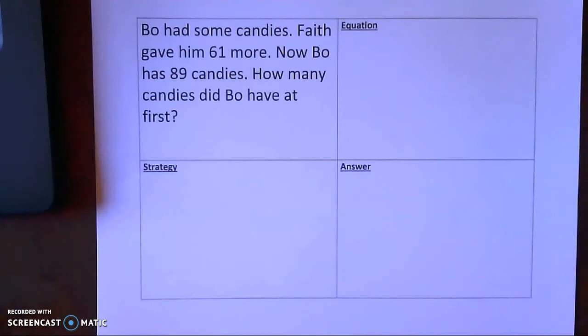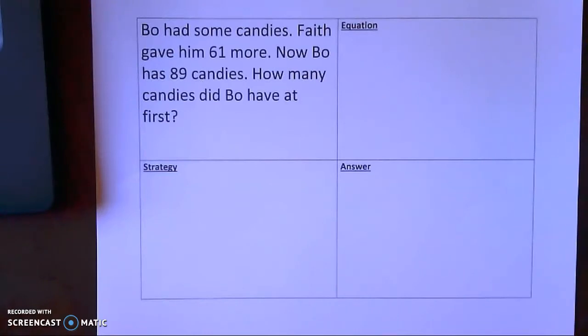In this word problem, we have two characters: Bo and Faith. Bo had some candies. Faith gave him 61 more. Now Bo has 89 candies. How many candies did Bo have at first?